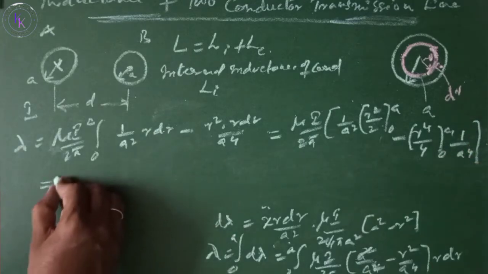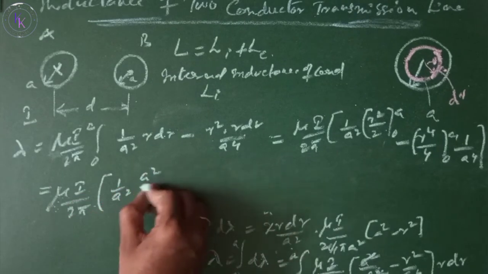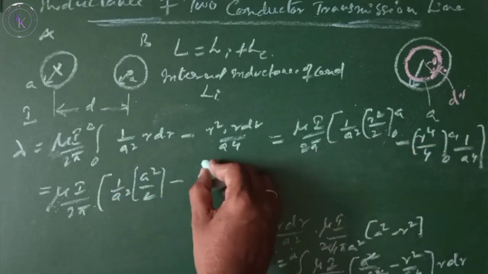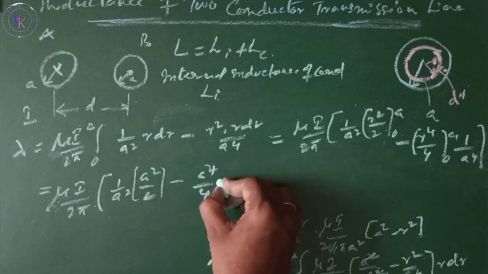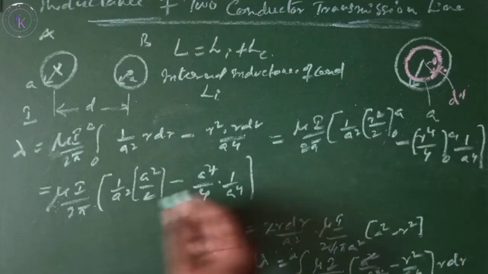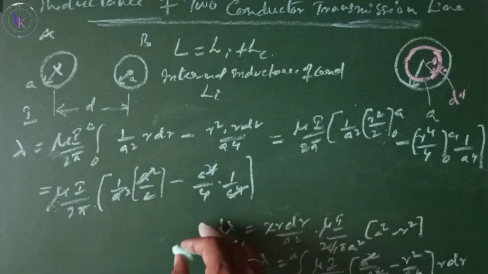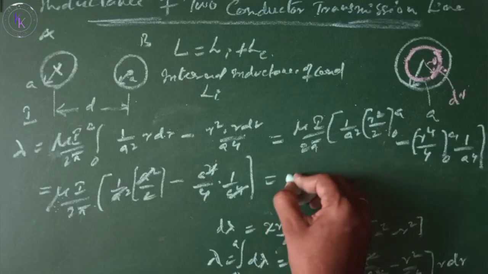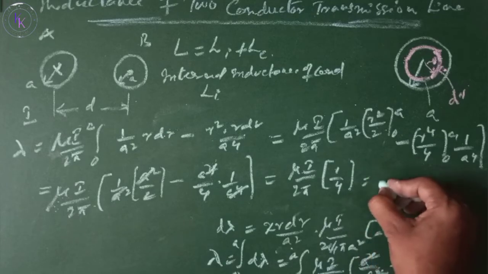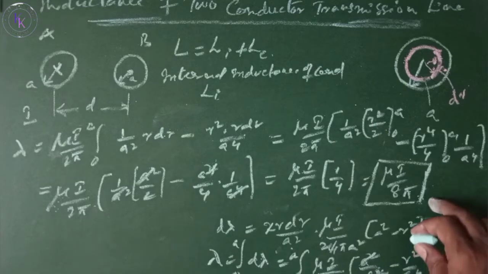When you simplify this, you are going to get mu I divided by 2 pi, 1 by a square times a square by 2, minus a to the power of 4 by 4 times 1 by a to the power of 4. The zero values, if you substitute, you are going to get 0, so I am not considering those. Which is nothing but half minus one fourth, so one fourth you are going to get. So mu I divided by 2 pi times 1 by 4, that is mu I by 8 pi. This is the actual flux linkage inside the conductor.